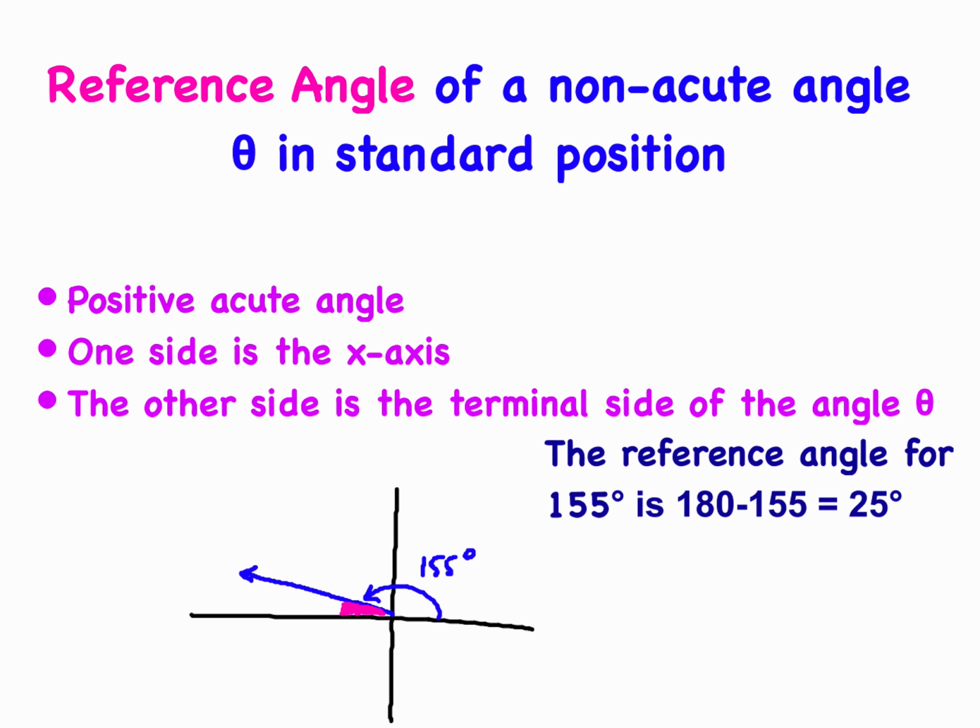Look at another example. If we look at 155 degrees, let's make sure the criteria work. The reference angle, the pink part, is a positive acute angle. One side of that angle is the x-axis, and the other side is the terminal side of my angle 155. So now the reference angle for this one is the part of the angle that creates 180 degrees. So the reference angle for 155 degrees is 180 minus 155, which is still 25 degrees.